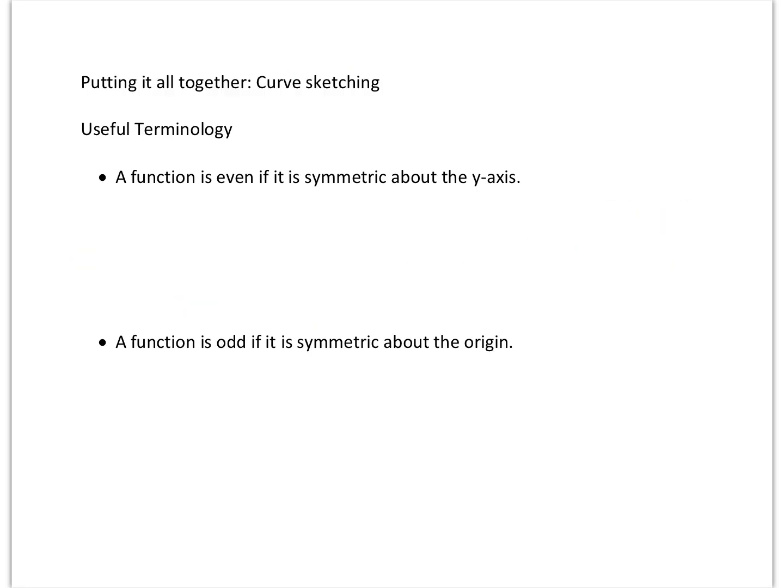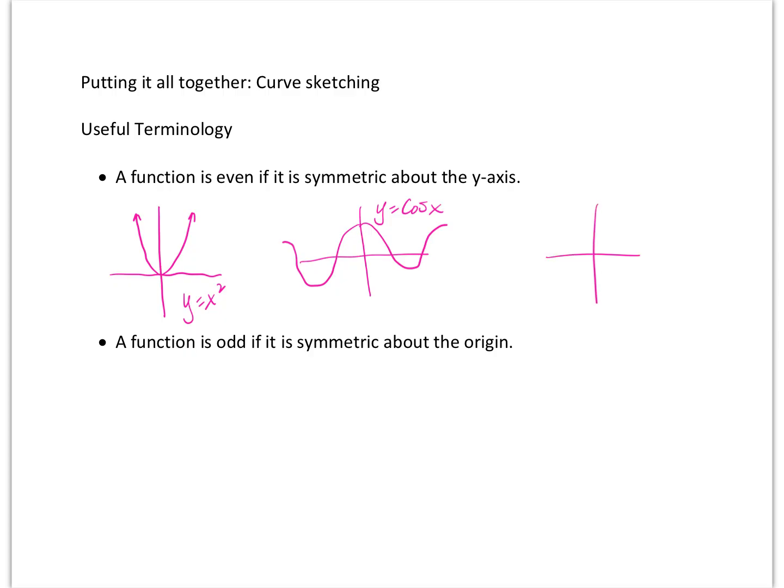Okay, so putting it all together, curve sketching. Some useful terminology. A function is even if it is symmetric about the y-axis. So some examples of even graphs would be like that, y equals x squared, or y equals cosine x, which is a trig function like that, or y equals absolute value of x.